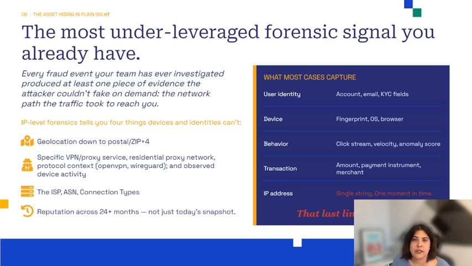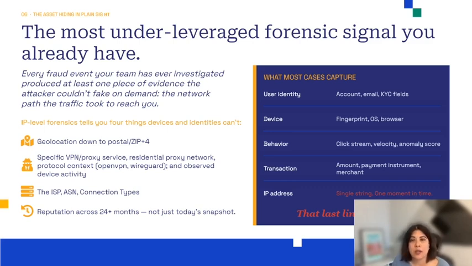IP level forensics gives you 4 dimensions that identity and device data simply do not. So, for example, where it actually originated, where that crime actually originated from, the location down to postal code, was it ZIP+4 in the US, for example? Was it hiding behind an anonymized service, a named VPN provider, a proxy provider, a residential proxy? Was it coming through a certain protocol that you might deem higher risk? And also the observed device activity around that IP address.